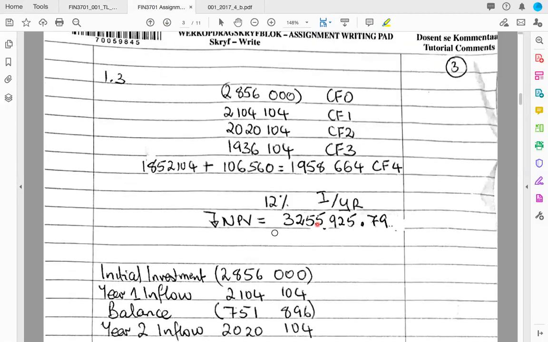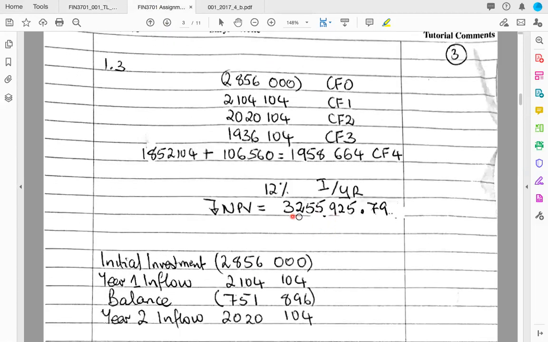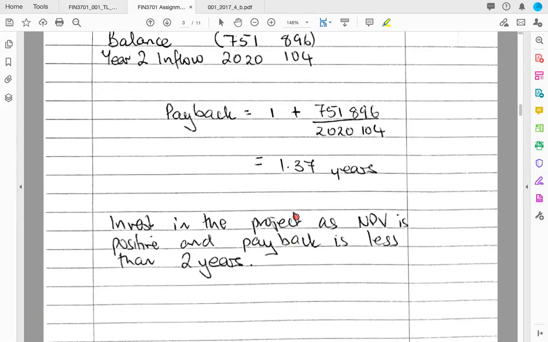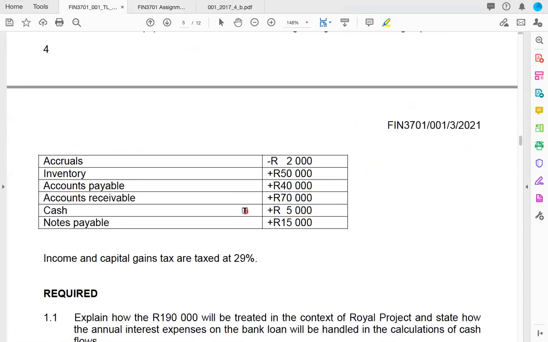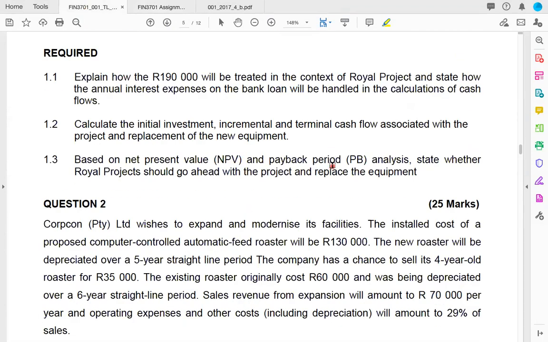And based on the NPV, they should also invest in the project because the NPV is positive. Remember, if our NPV is positive, we should accept the project. So in this case, using both capital budgeting techniques, both the NPV and the payback, we would recommend that Royal Projects go ahead with the project. Firstly, because the NPV is positive, and also because the payback calculated is less than the 2-year hurdle or target payback.